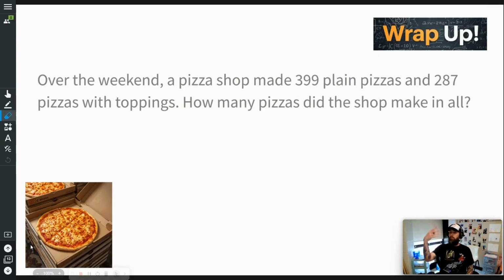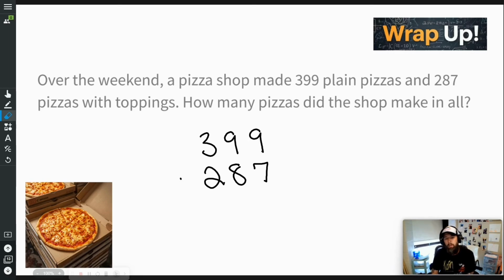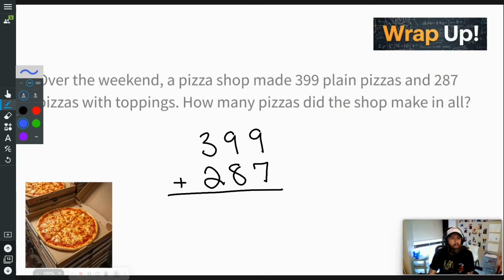So again, we have a certain amount of this kind, we have a certain amount of that kind. Let's put them all together and add them up. We're going to add up 399 plus 287. Make sure everything's lined up. Make sure you add up correctly. Let's choose our different colors so that we know what we're doing. Start all the way to the right.